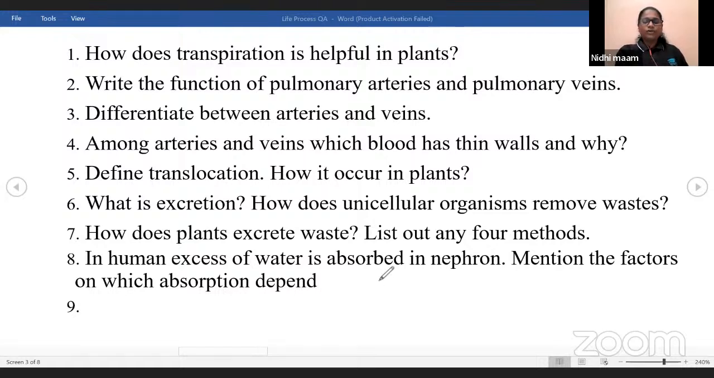8th question, in human, excess of water is absorbed in the nephron. Mention the factors on which absorption depends. So in human beings, excess of water, that is extra water, is absorbed by a nephron. Nephron means the structural and functional unit of the kidney. In simple words, the cells of the kidney are called nephrons. So based on what factor will the absorption be done, that is, how much absorption should happen?